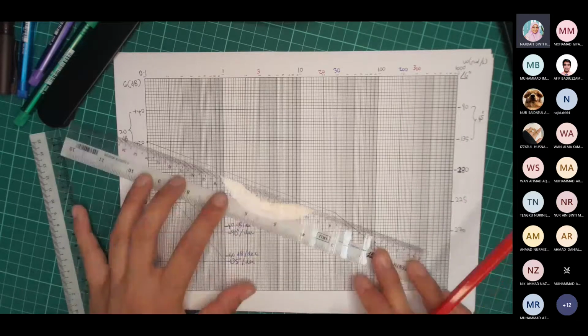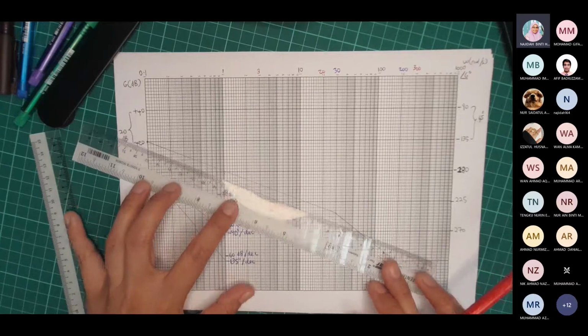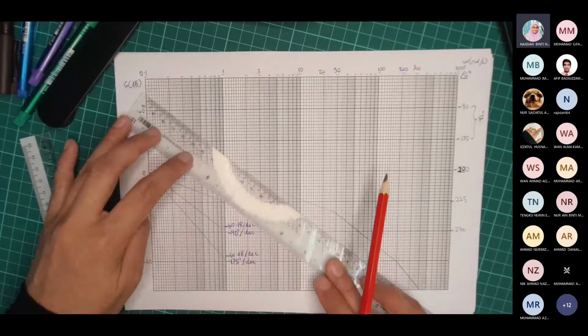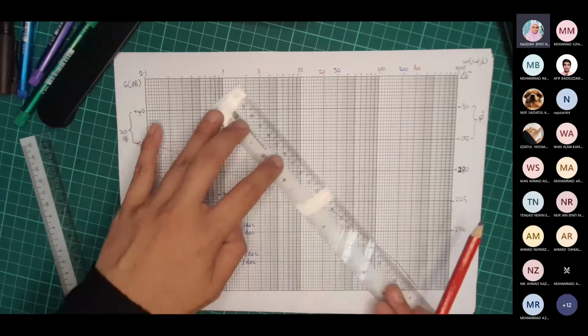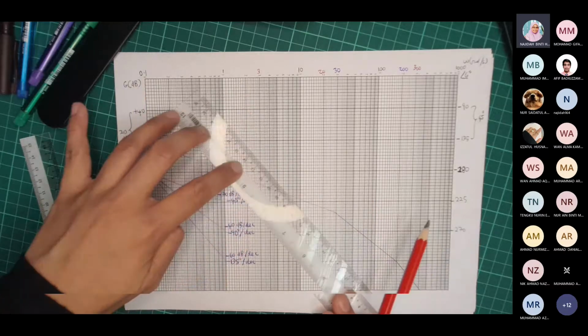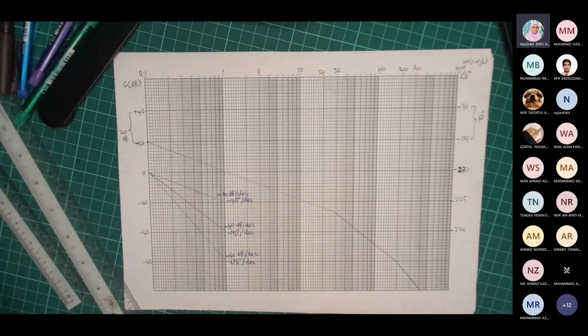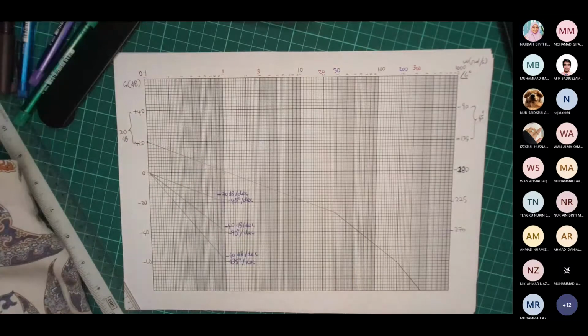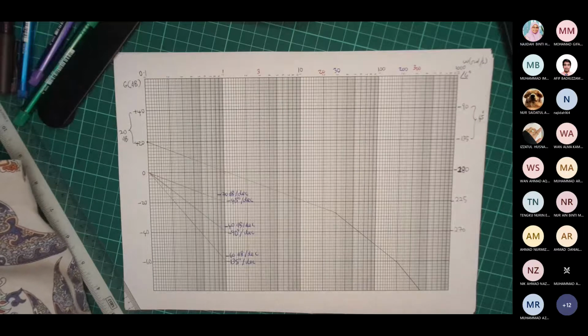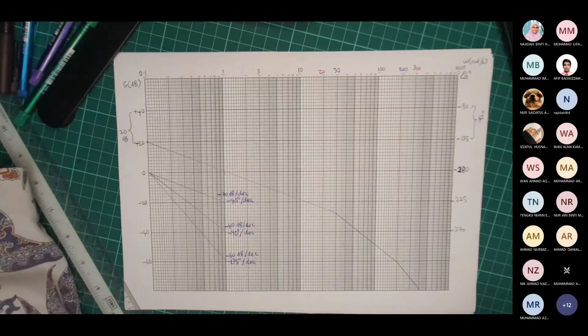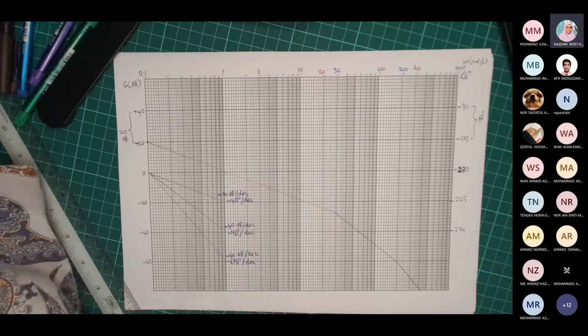Okay, you can check your slope with this one. It must be parallel. This is for negative 40 dB. It must be parallel with negative 40 dB. And this is your negative 60 dB. It must be parallel with negative 60 dB. We are done with the magnitude plot for this one. Any question? Okay, madam. Okay, thank you.